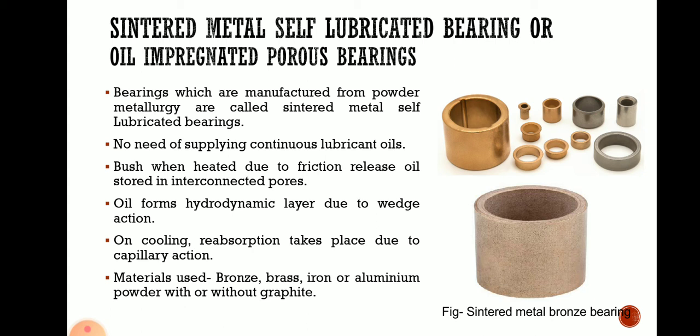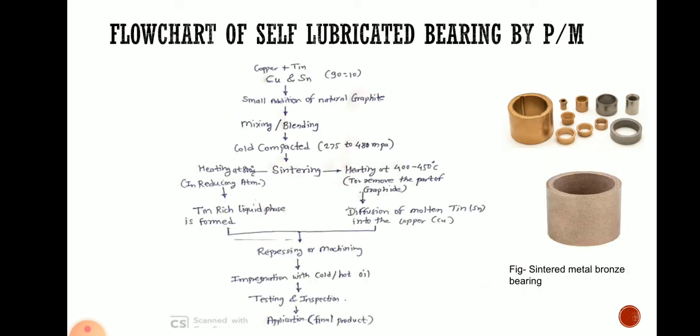The material used for manufacturing the self lubricated bearing is bronze, brass, iron, or aluminum powder with or without graphite. Graphite is a very important constituent here. Graphite needs to be added in many cases, but the actual material for manufacturing the self lubricated bearing is bronze, brass, iron and aluminum.